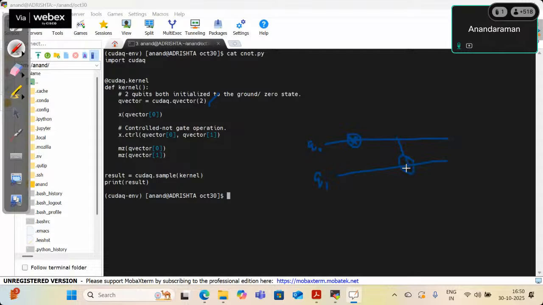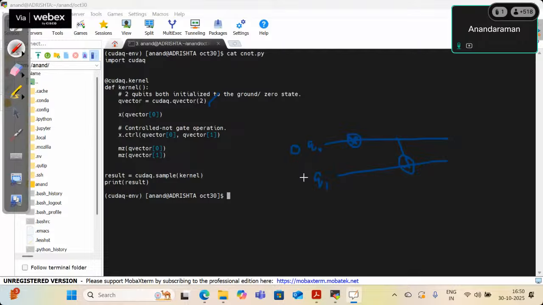This is a CNOT, which means controlled NOT. If the control bit is 1, then it will do the negation. If it is 0, it will send it as it is. The qubit is basically initialized to 0.